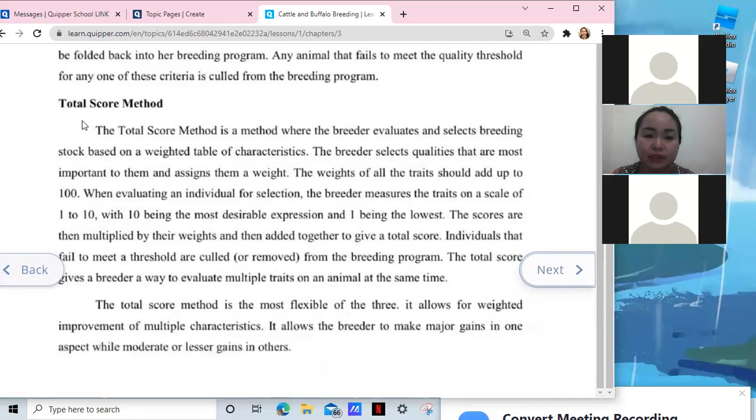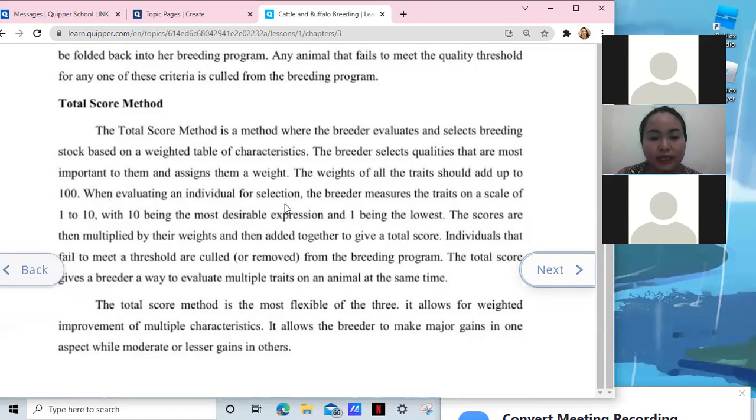And the third method is the total score. So in this method, the breeder evaluates and selects breeding stock based on a weighted table of characteristics, no, may scoring. So they select the qualities that are most important and assign them weights. Like for example, gusto niyo yung color. So priority niya yung color, so 50% yung weight niya. And all the rest are 20, 30, ganon. So the weights of all the traits should add up to 100, of course.